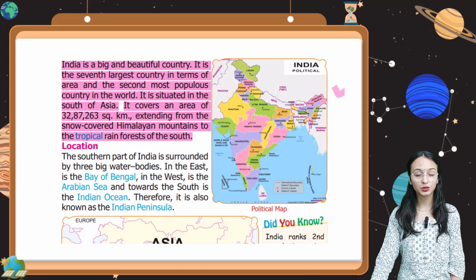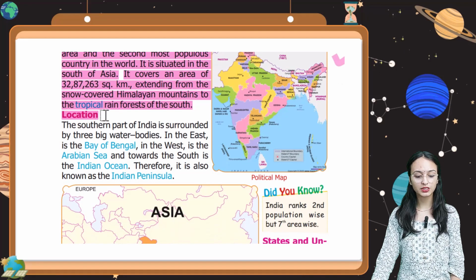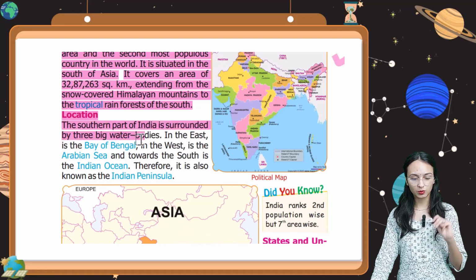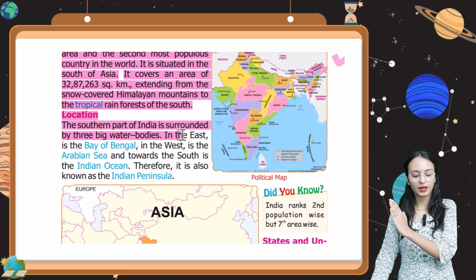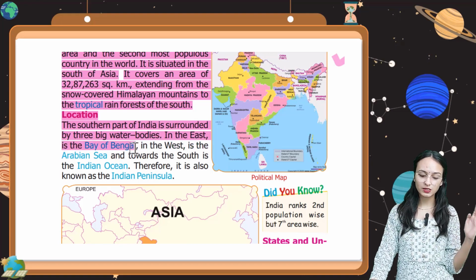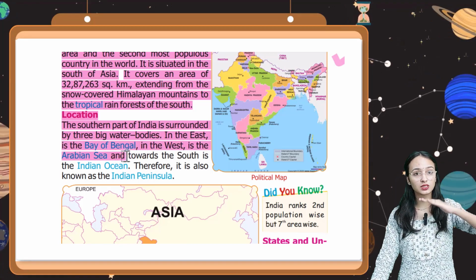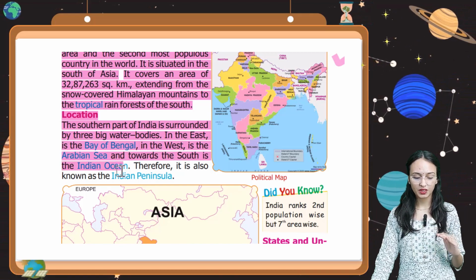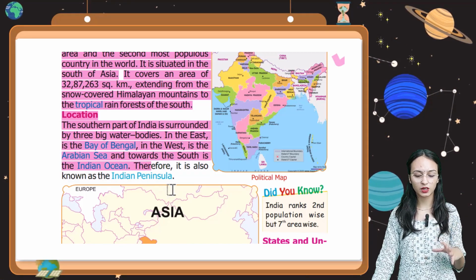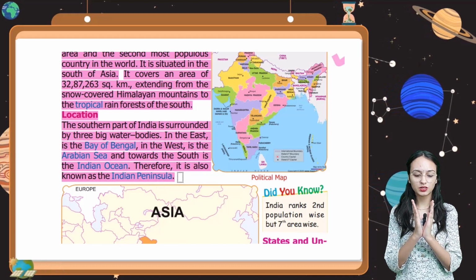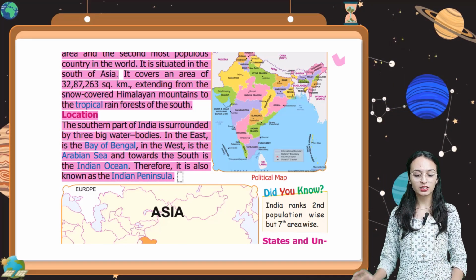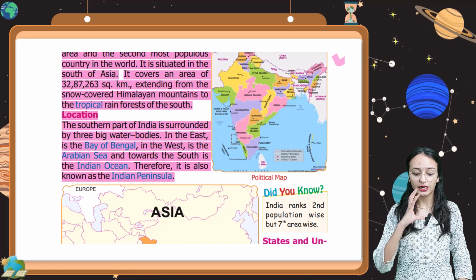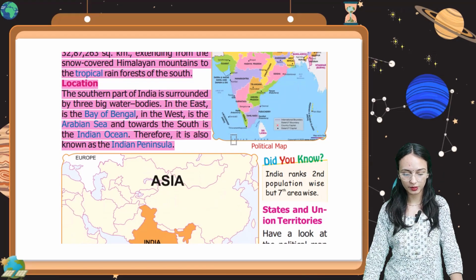Now, coming to location. The southern part of India is surrounded by 3 big water bodies. And what are those water bodies? So in the east, we have Bay of Bengal. In the west, we have Arabian Sea, and towards the south, we have Indian Sea. Therefore, it is known as Indian Peninsula. So any landmass which is surrounded by water bodies on its 3 sides is called a peninsula. So India is also called the Indian Peninsula.